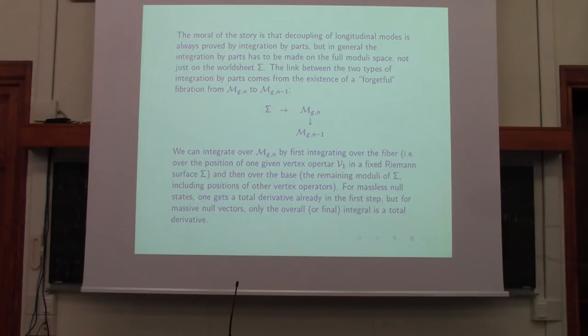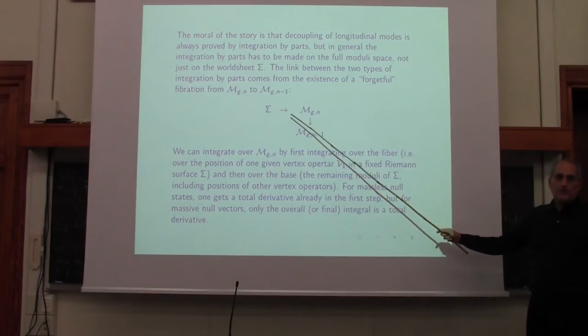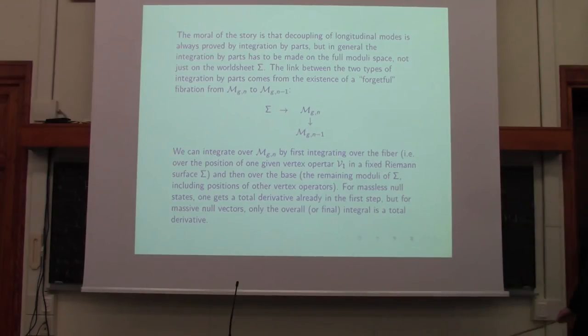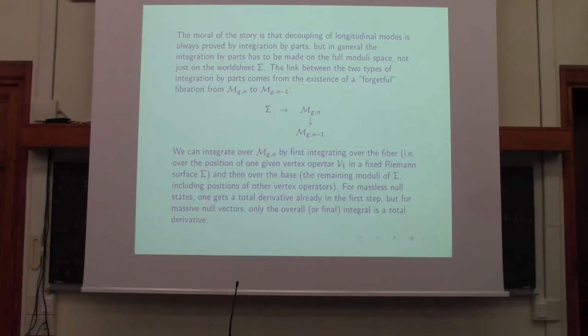Now, for massless vectors, you can prove gauge invariance because what is supposed to be zero is already zero when you integrate over the fiber. But for massive null vectors, you don't learn anything interesting by integrating over the fiber. Only the overall integral has a simple property, being the integral of an exact form. So the proof of gauge invariance for gravitons or other massless states of the bosonic string doesn't require the full machinery that you need to understand gauge invariance for massive states of the bosonic string.